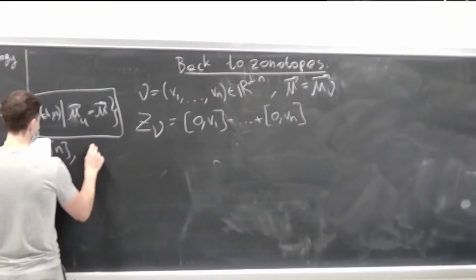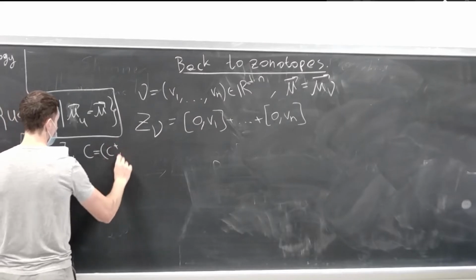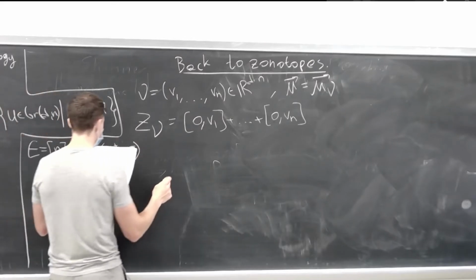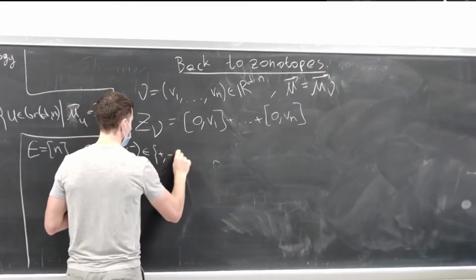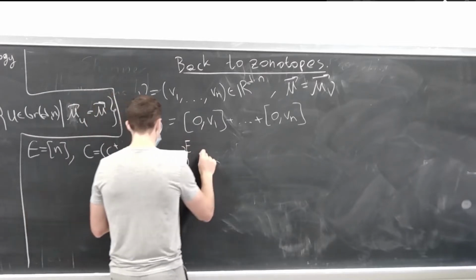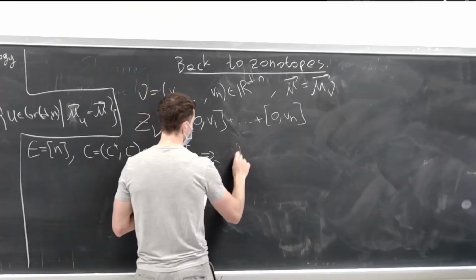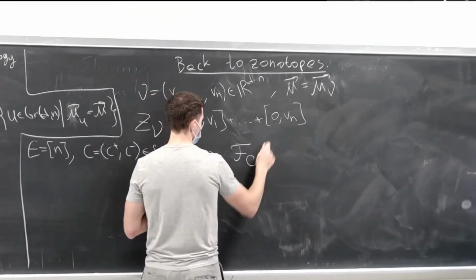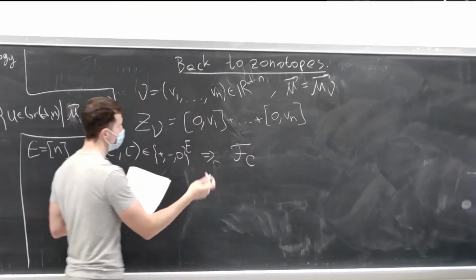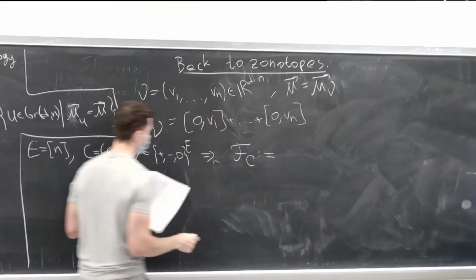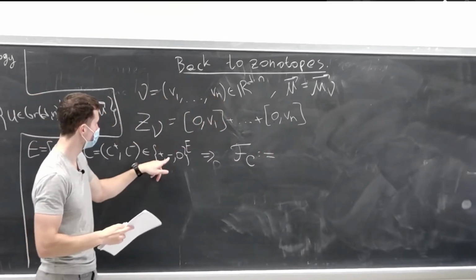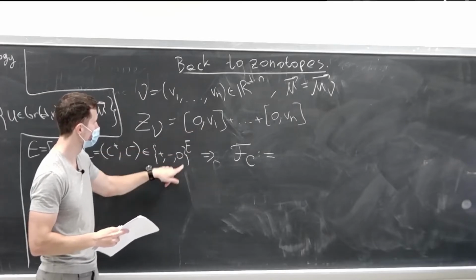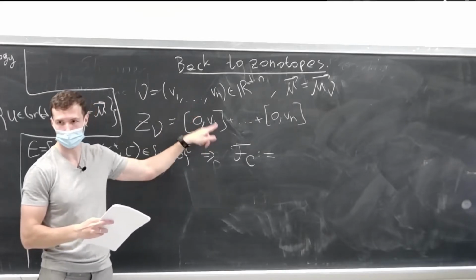And then if I have a sign vector C = (C plus, C minus, 0 to the E), then I can define the corresponding F sub C. For each plus, I take the right endpoint; for each minus, I take the left endpoint; and for each 0, I take the whole line segment.